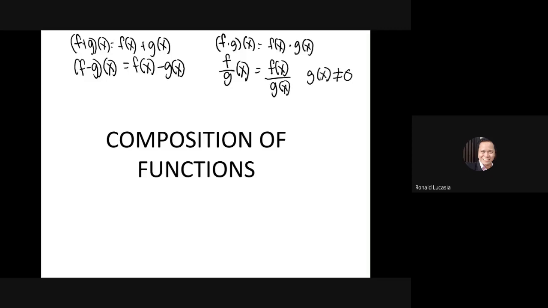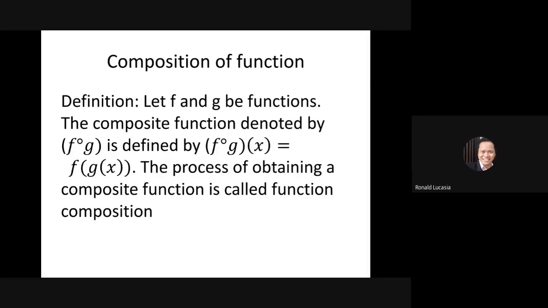Again, the denominator must not be equal to 0, because once the denominator is 0, it will make the whole function, the resulting function, undefined.